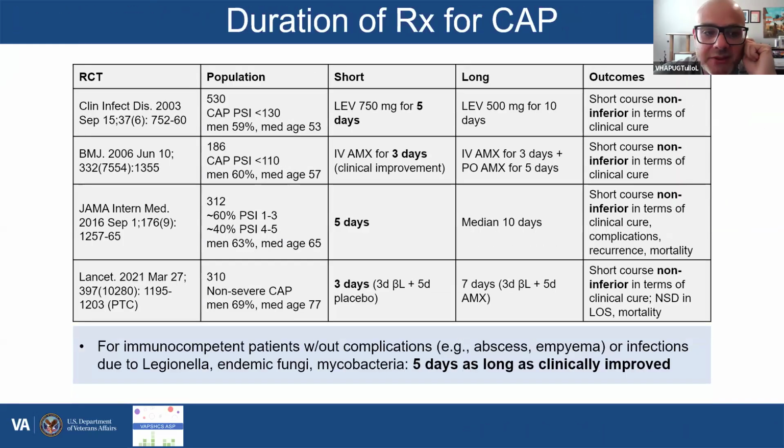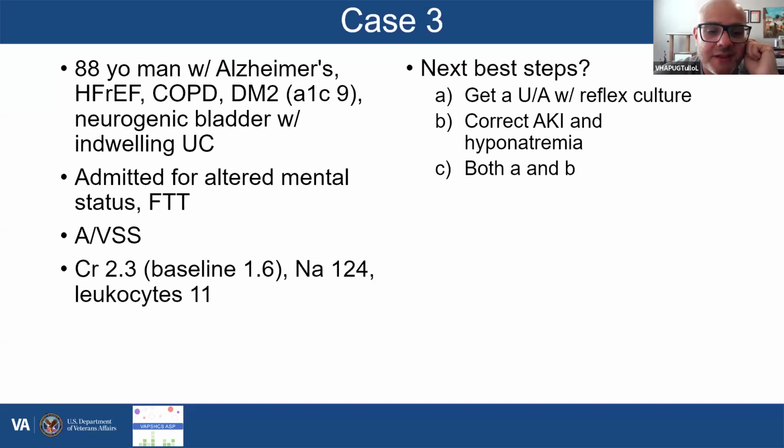Great. So going back to case 3. This is an 88-year-old man with Alzheimer's dementia, also heart failure with reduced EF, COPD, and type 2 diabetes. They have an indwelling catheter for neurogenic bladder, and they are admitted for altered mental status and failure to thrive. They're clinically stable, afebrile. They have a little bit of an AKI. Their sodium's low. Their leukocytes are 11. What do you do next?